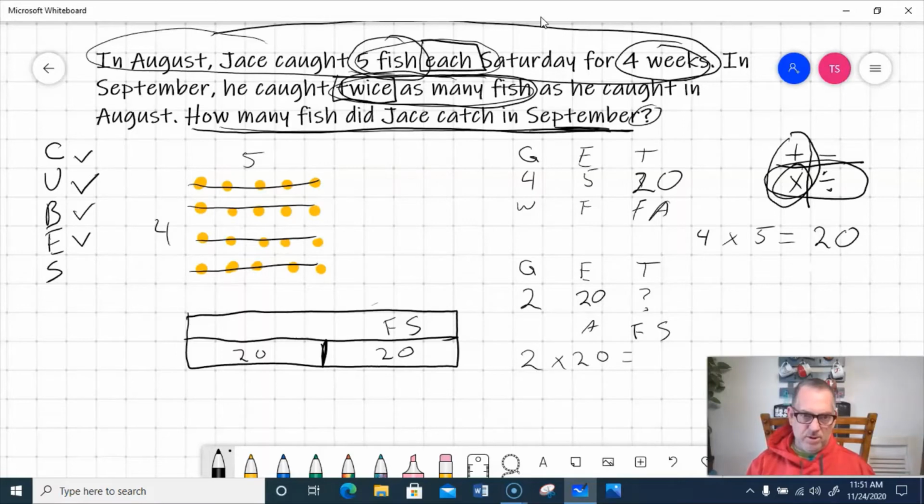I can go ahead and use a strategy that we did before. We could skip count by 2 up to 20, but I don't have 20 fingers. I can take my shoes off, but there's an easier way of doing it. I could just go 2 times 2 is 4, and since I'm not doing 2 times 2, I'm doing 2 times 20, I put a 0 behind it. Or I could also say doubling 20 is 40. He caught 20 fish in August, and if I double that, that would make 40 fish that he caught in September.